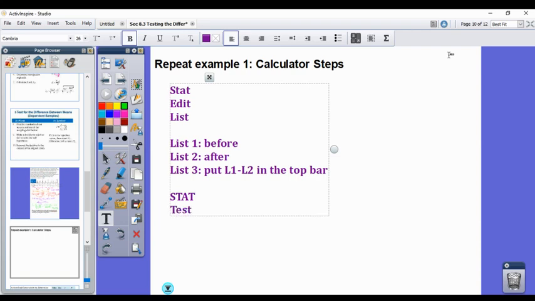And then test. And then when you're in your test mode, you're going to click on t-test. T-test. And then, okay, so you'll notice it has 2 options for your input, data or statistics. We've been working with statistics, but in this case, we're going to use data now because we just typed into the list.